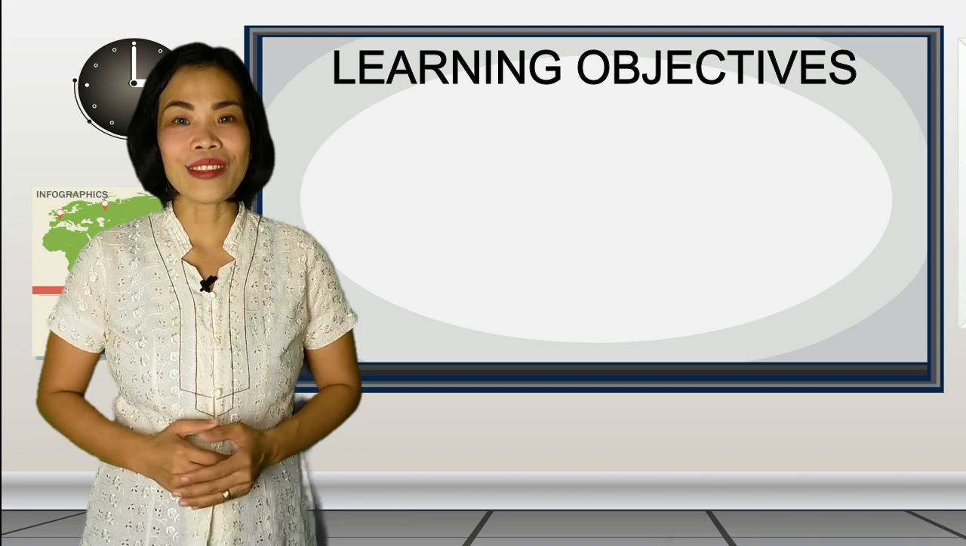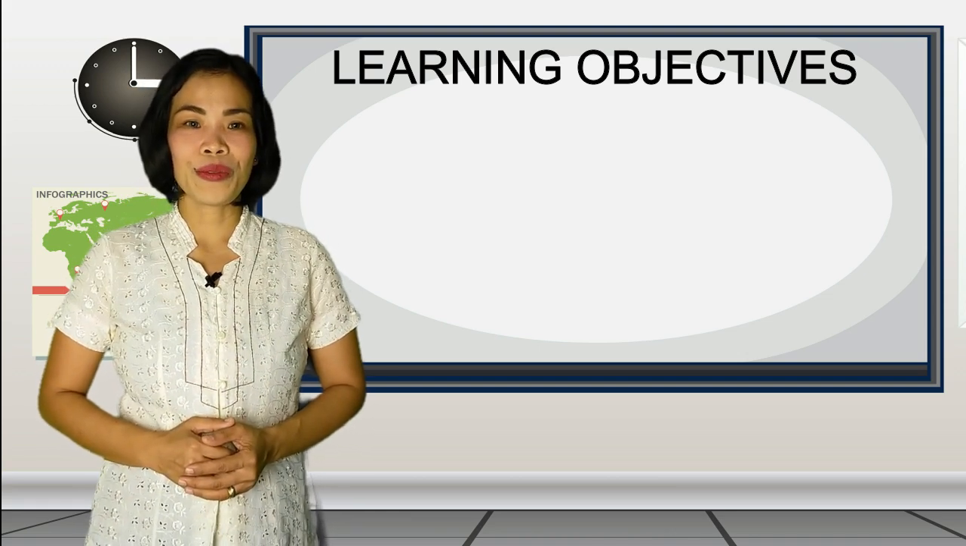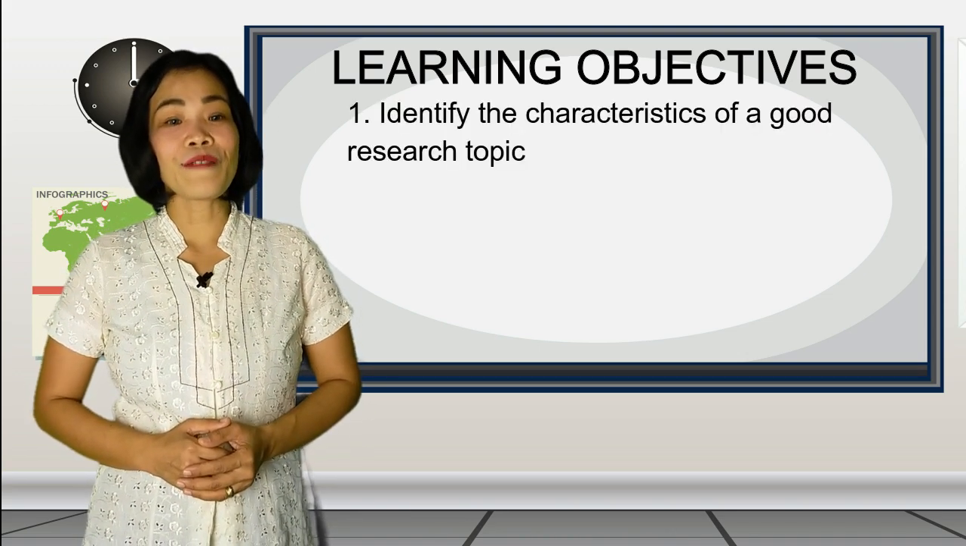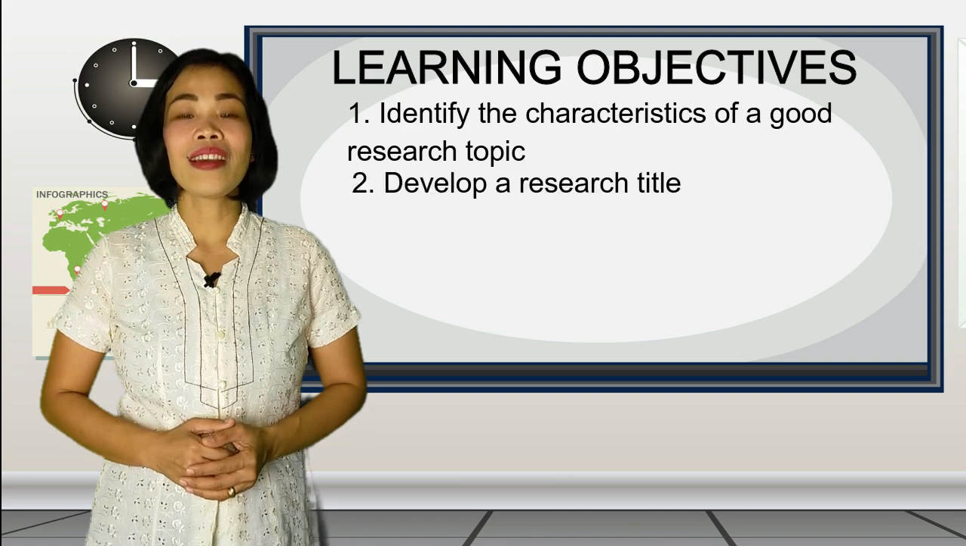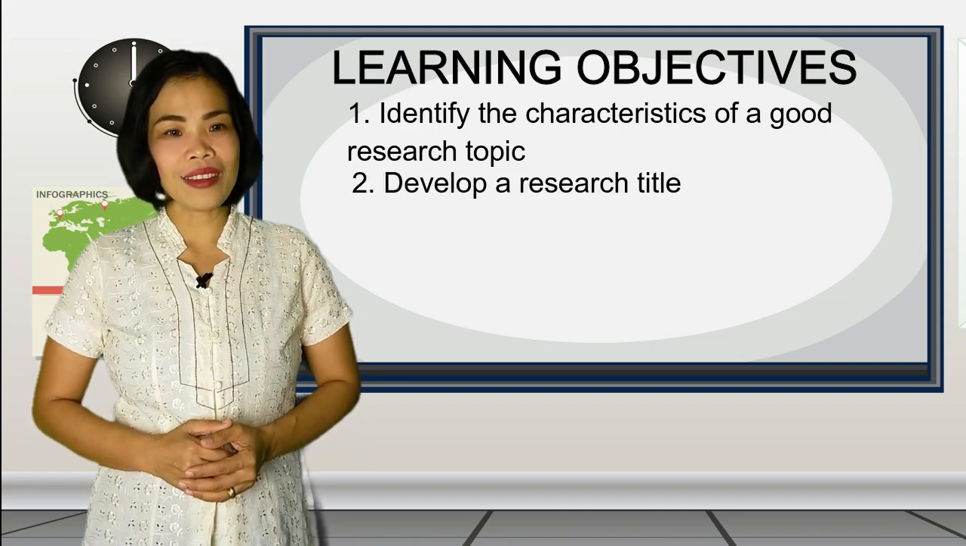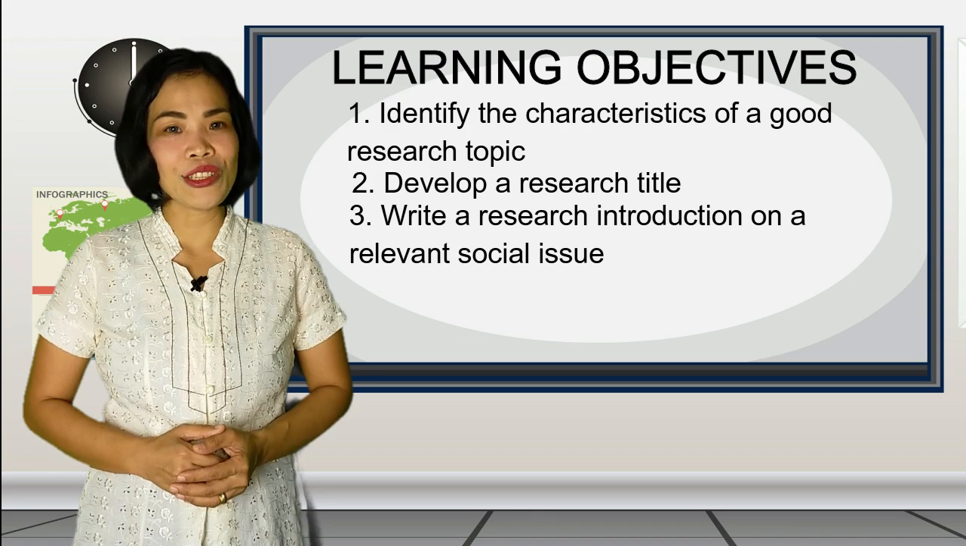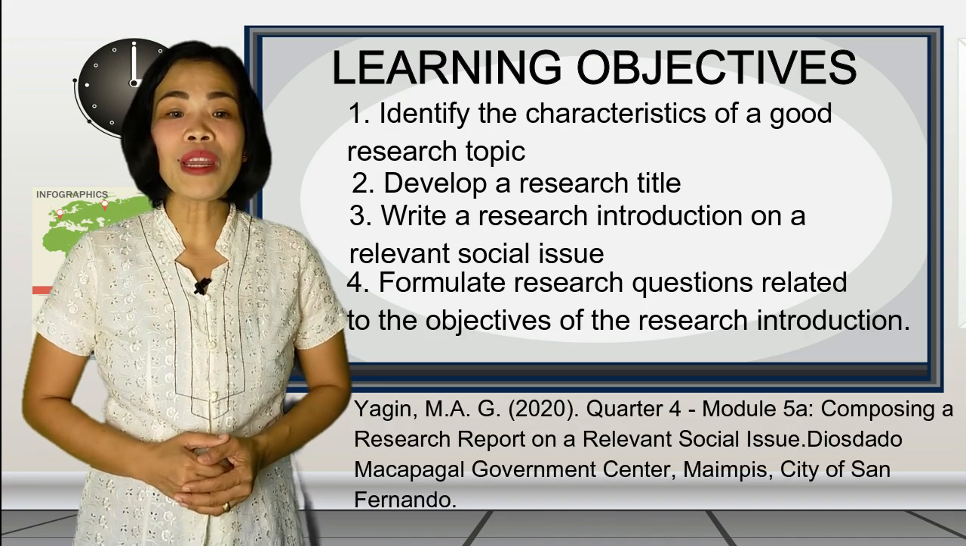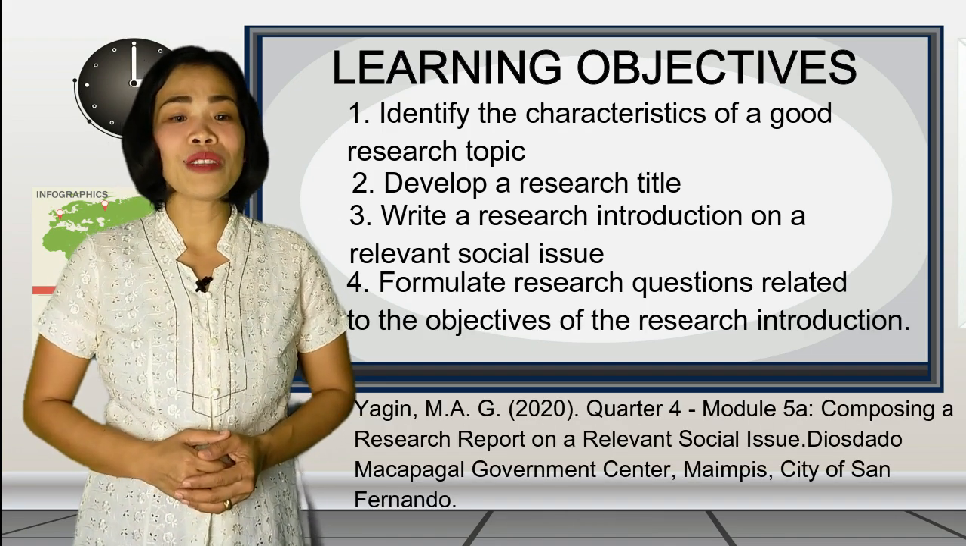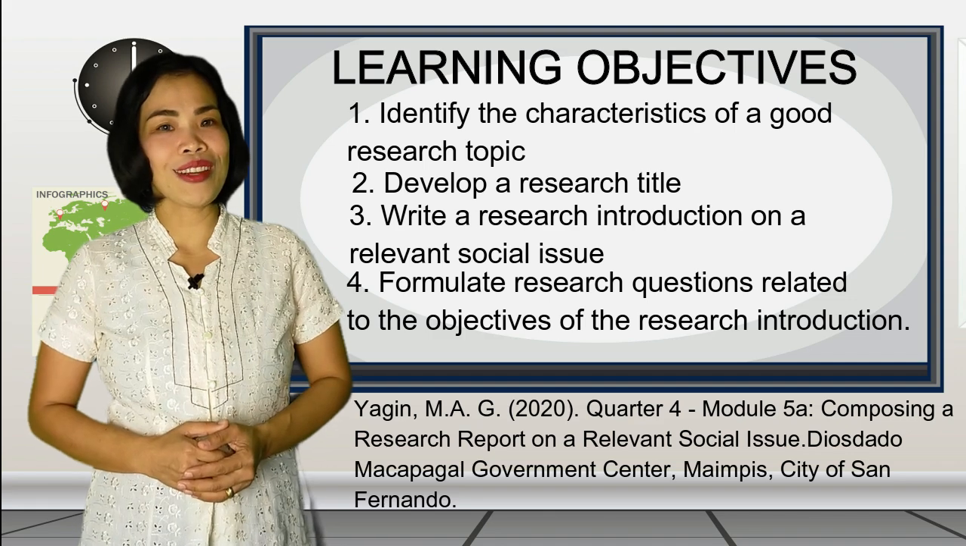At the end of our lesson, you are expected to identify characteristics of a good research topic, develop a research title, write a research introduction on relevant social issue, and formulate research questions related to the objectives of research introduction.